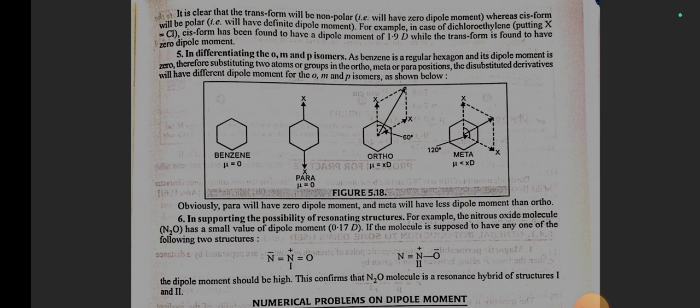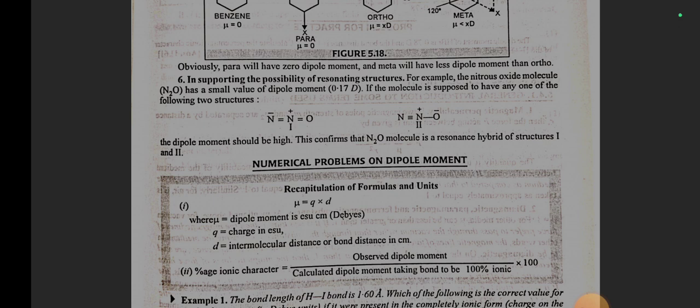6. In spotting the possibility of resonating structures, for example, the nitrous oxide molecule has a small value of dipole moment, whereas if the molecule is supposed to have any one of the following two structures, the dipole moment should be high. This confirms that the N2O molecule is a resonance hybrid of structures 1 and 2.